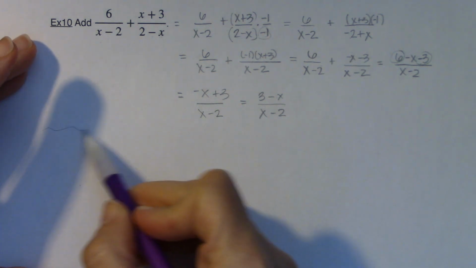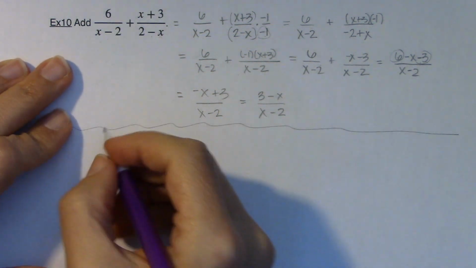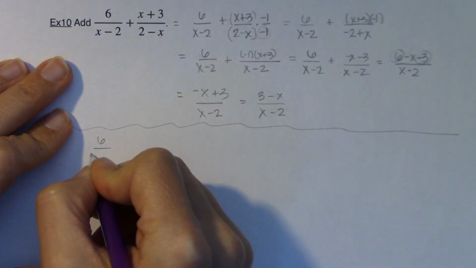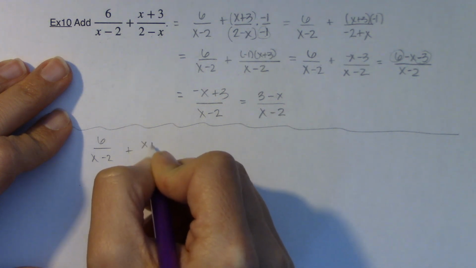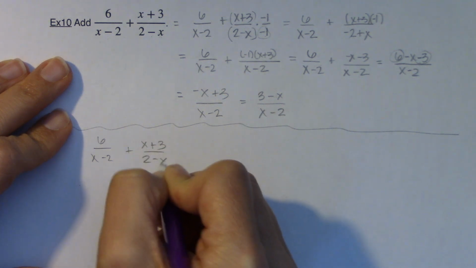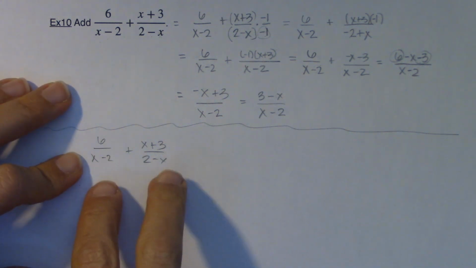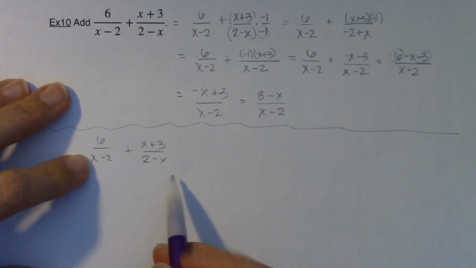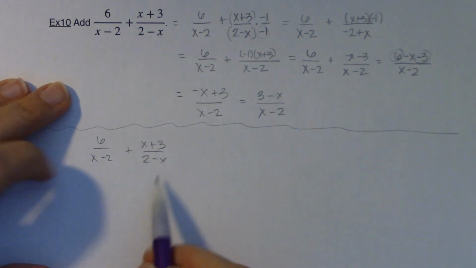And let me just show you how I tend to do this nowadays. This is after a bunch of practice. So here's what I mean. I'll say, okay, I've got 6 over x minus 2 plus x plus 3 over 2 minus x. And because this happens often enough, I recognize that these have the same terms. Both have an x, both have a 2, but they're being subtracted in the opposite order.